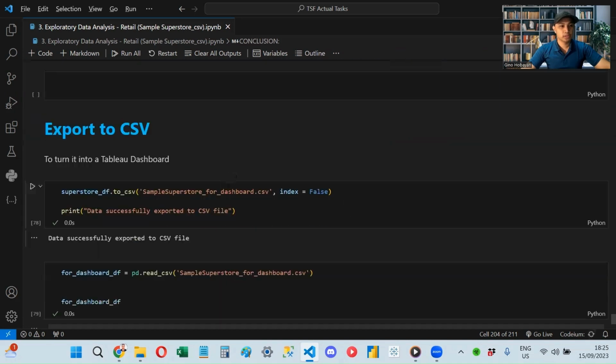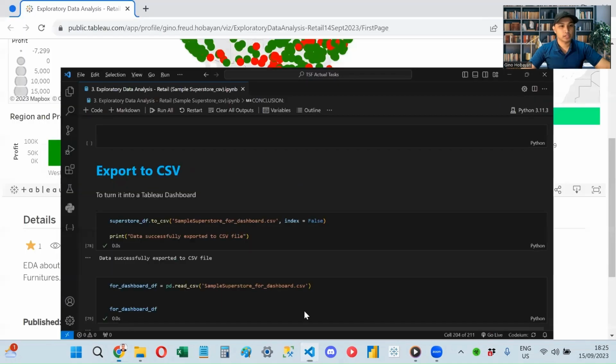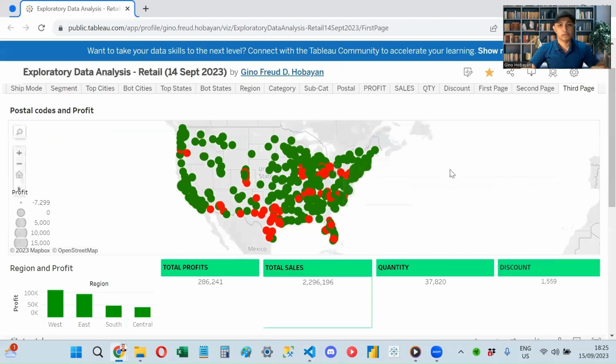So then I exported it into a CSV, and that's how we got this dashboard. So yeah, that concludes my presentation.